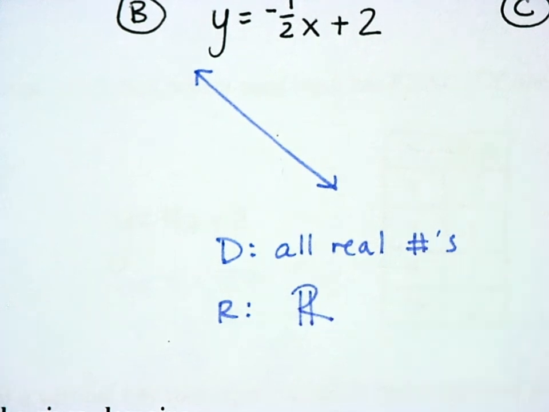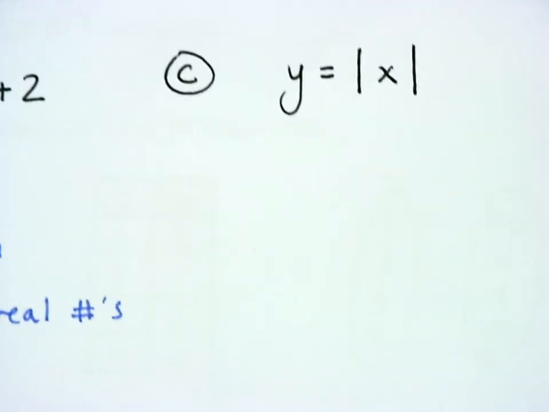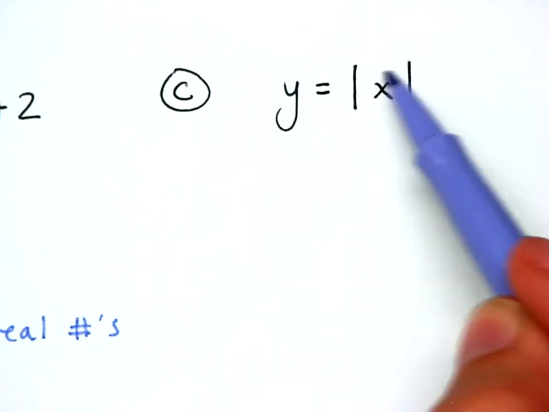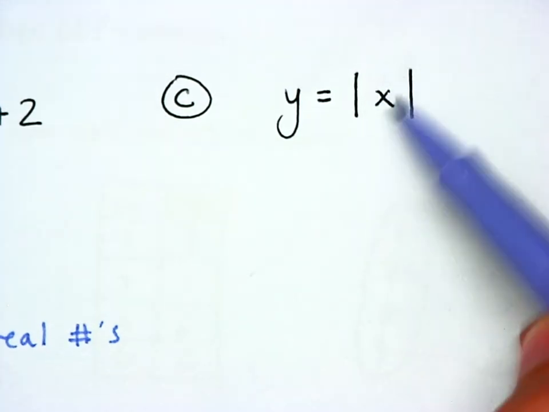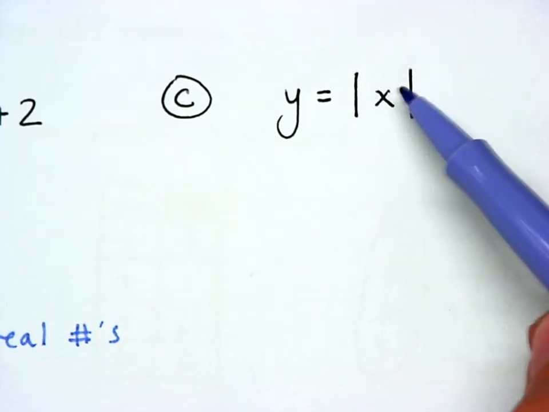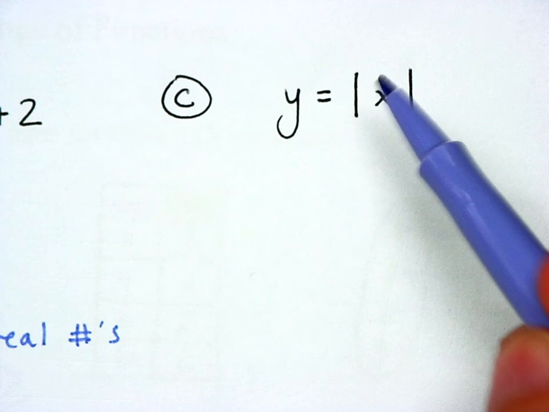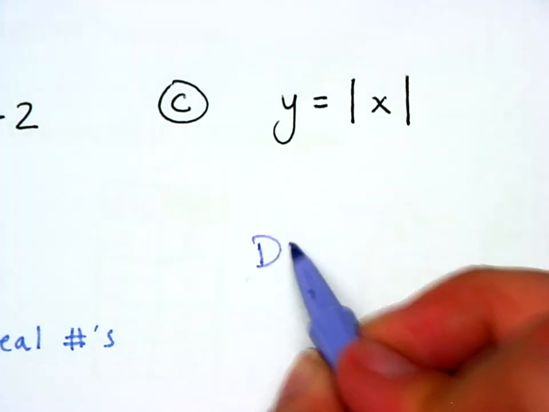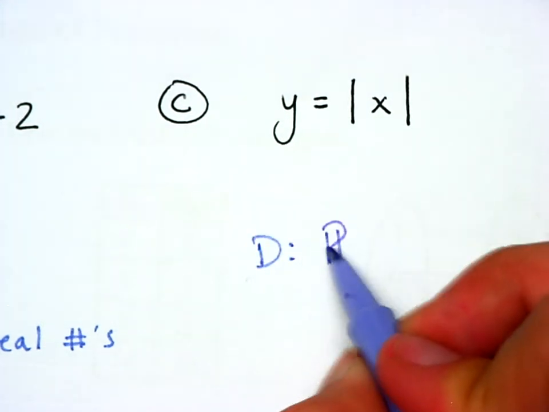Okay? Next one, I'm going to think about this again logically. My y values and my x values. My x values, I can input any value in here. Any value works. I could put -3, I could put +4, I could put 1/2. So for domain, any value works, all real numbers.